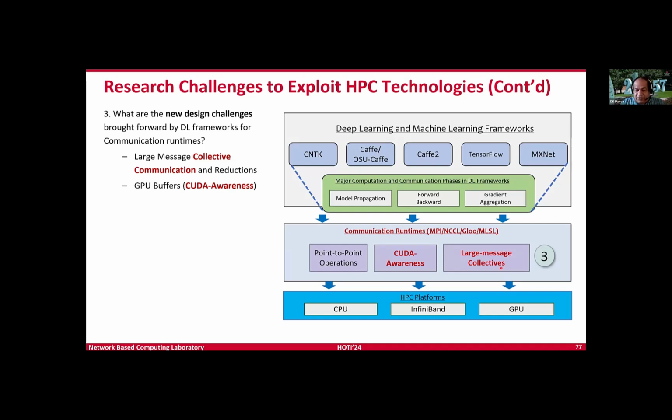The broad difference here is the CUDA awareness, which we talked about a little bit, because many of these want to use the GPUs. Then how do we take data from GPU buffers efficiently over the network and bring it back? So this is trying to utilize the CUDA awareness. The second one is called large message collectives.